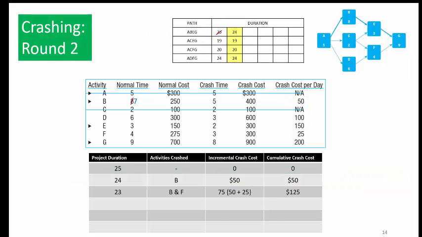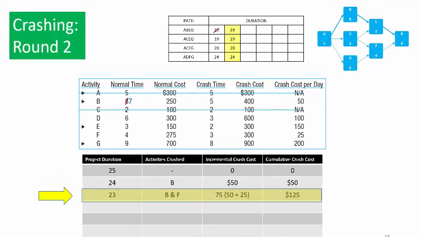Round 2. We're going to crash the project down to 23 days. As before, we crash the critical path or paths. The least expensive activity in path A, B, E, G on the top is again activity B. The least expensive activity in path A, D, F, G on the bottom is activity F. Crashing F in path A, D, F, G will also affect path A, C, F, G.